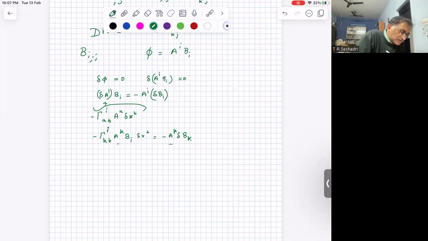Now this is again true for any arbitrary Ak. Now the argument is, suppose you have a matrix times a vector is equal to another matrix times the same vector. If this is true for any vector, then the two matrices have to be the same. It's the same argument here. It is true for any vector Ak. And minus minus becomes plus. So I have gamma ikb Bi delta xb is equal to delta Bk.